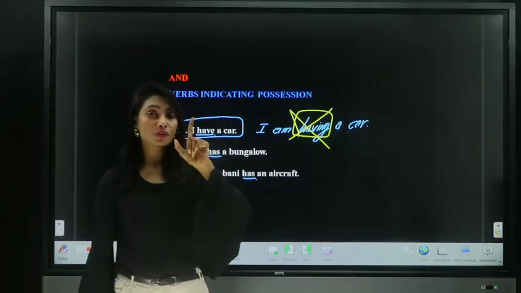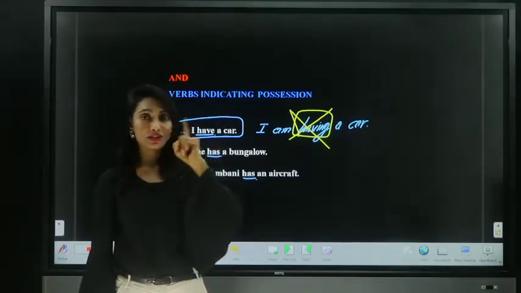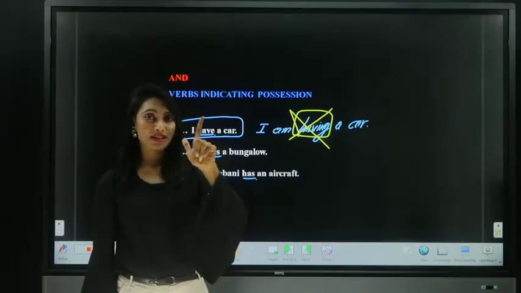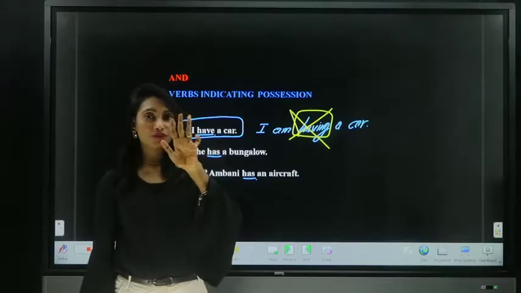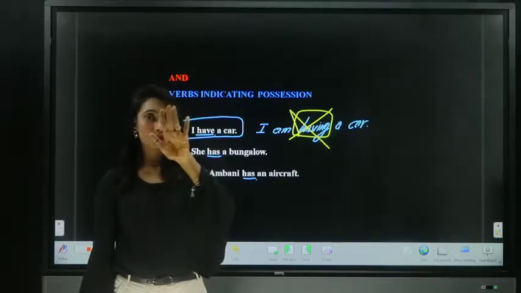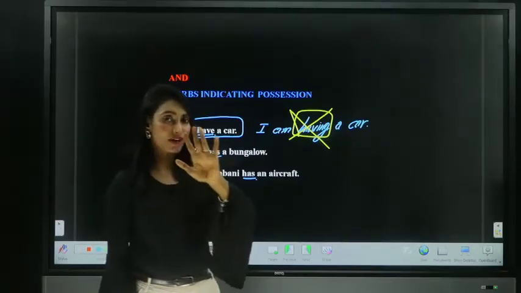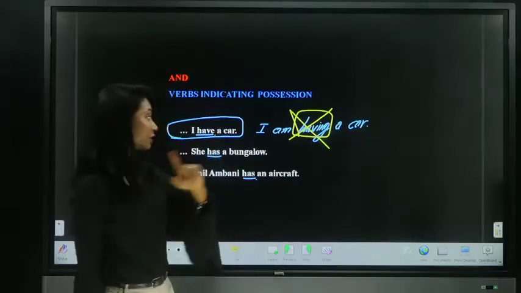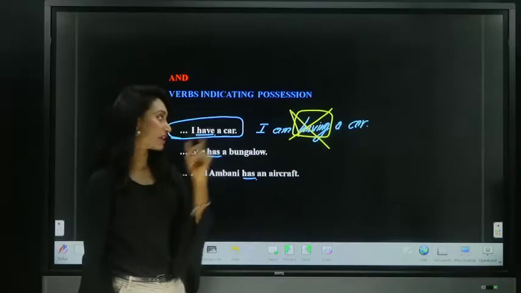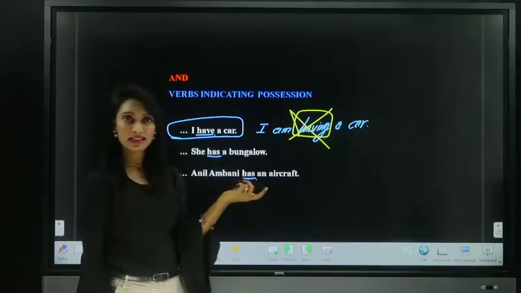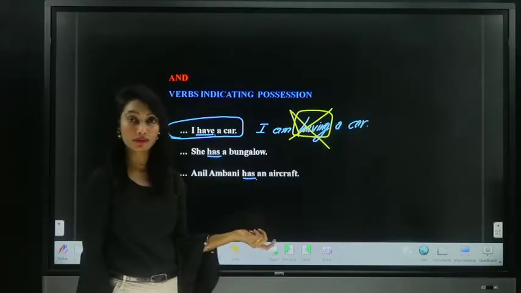1. Verbs of perception, sense. 2. Verbs of appearance. 3. Verbs of emotion. 4. Verbs of thought process. 5. Verbs of possession. So these 5 types of verbs cannot be used in continuous tense. Have is a verb of possession, so you cannot write it in ing form. Having cannot be used with the same meaning.